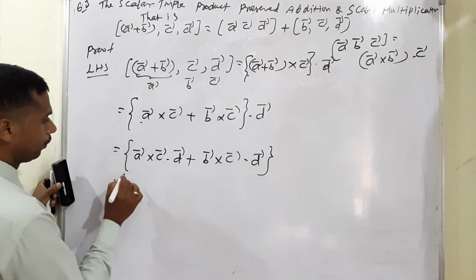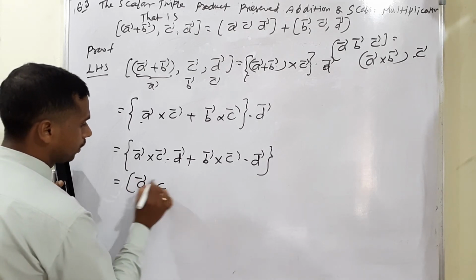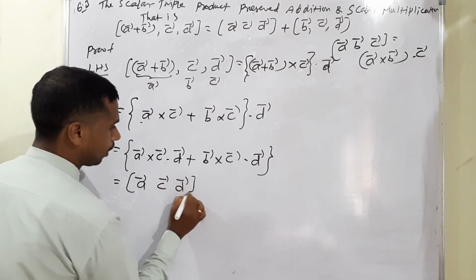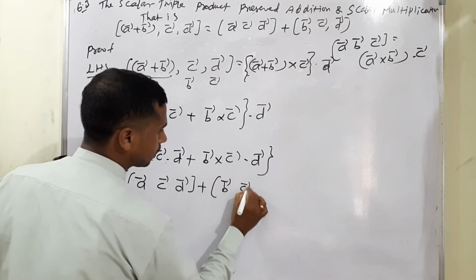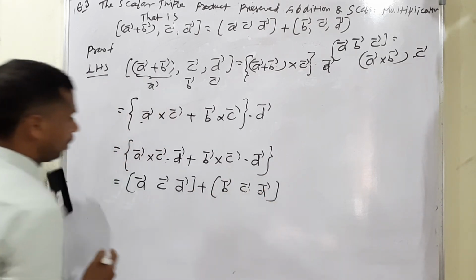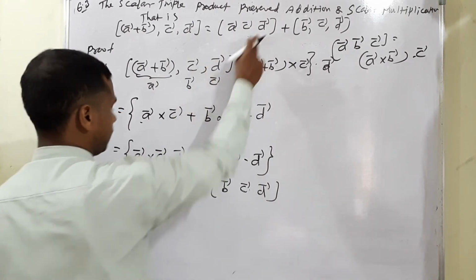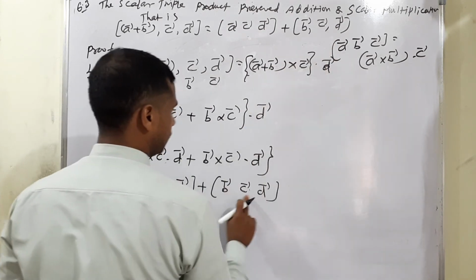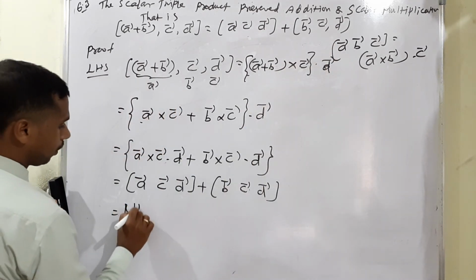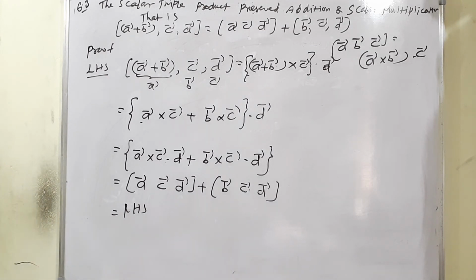Therefore we can write it ACD, A vector C vector D vector, plus BCD, B vector C vector D vector. Look there. What is the term on the left hand side and right hand side? ACD plus BCD, this is called RHS. The first term, hence proved. Okay, I am moving to the next term, that is called the third part. What is our third part?